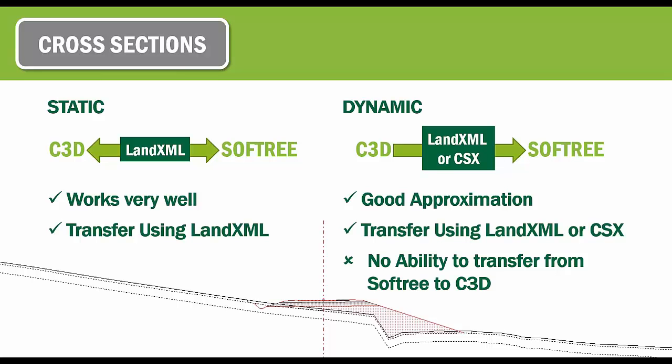Unfortunately, going the other way, in the case of a dynamic cross-section from Softree back into Civil 3D, there is no way to do that. So what you have to do there is bring in your surfaces and your alignment, and then in Civil 3D you have to set up your assemblies and sub-assemblies and so on. So let's, with that, jump into a demo.